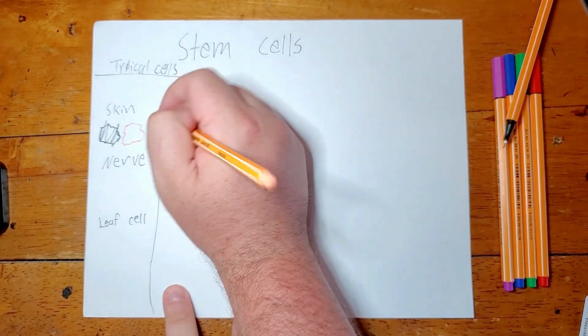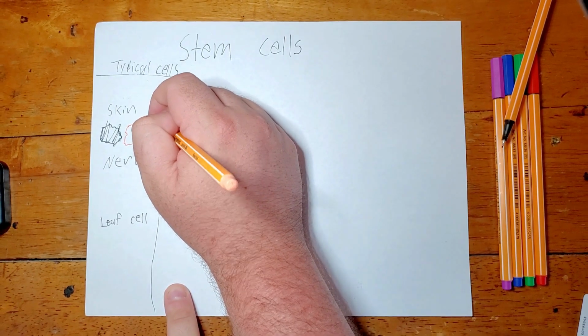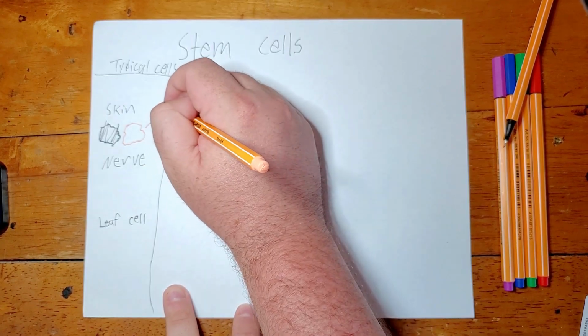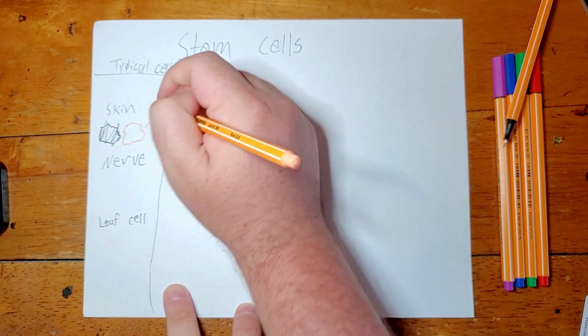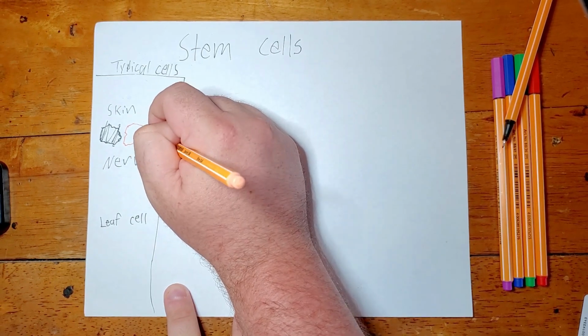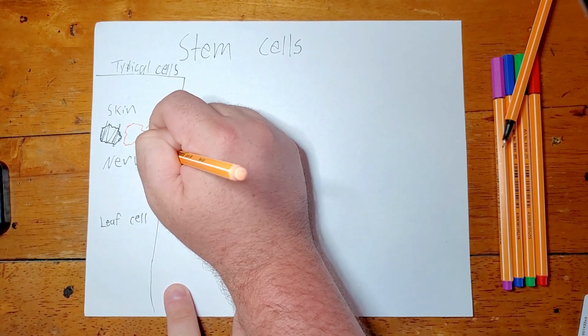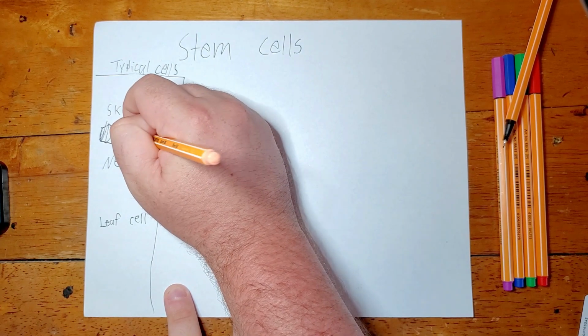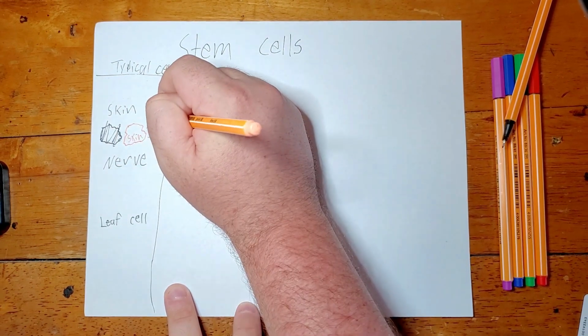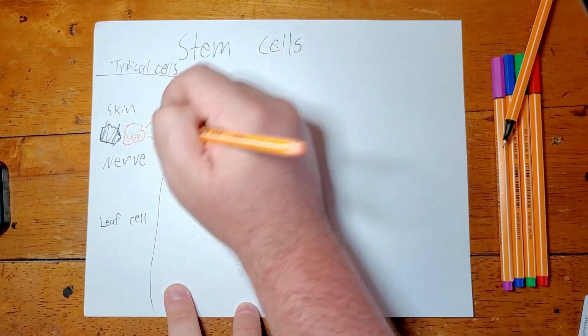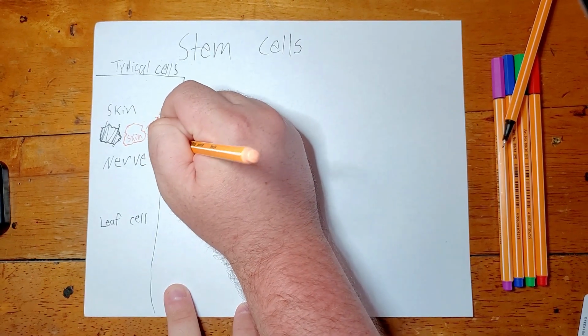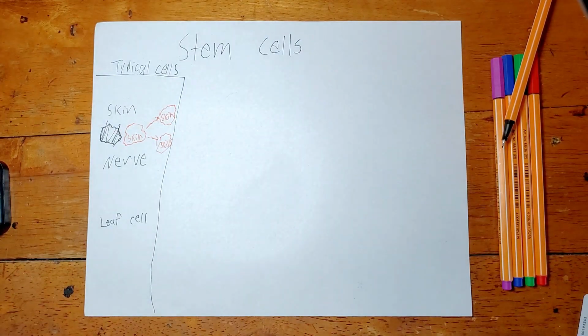But if you have a skin cell, that skin cell is going to divide, and it's going to make two more skin cells, right? So we have one skin cell, and when it divides, it's going to make more skin cells. I think I spelled skin right. That might not be how you spell skin, just for the record. If it's not, sorry everybody.